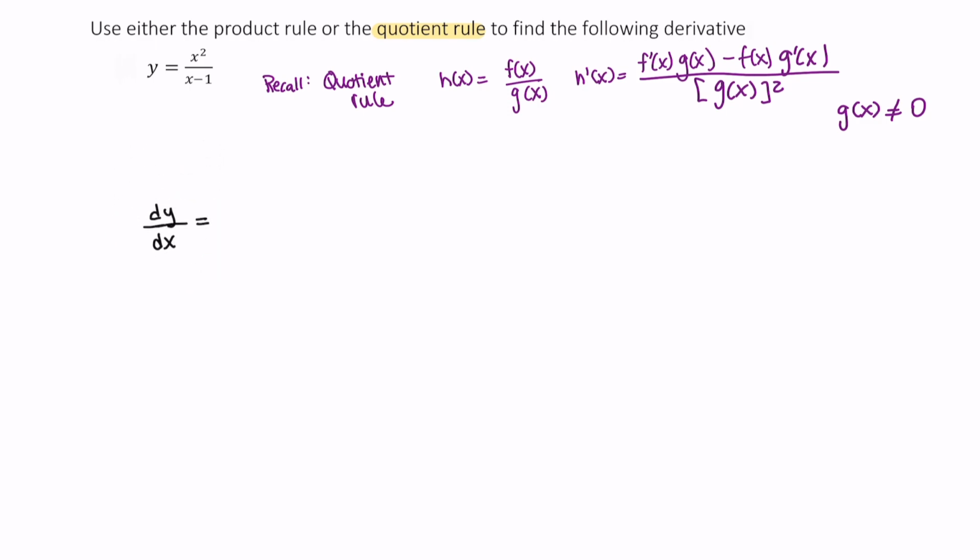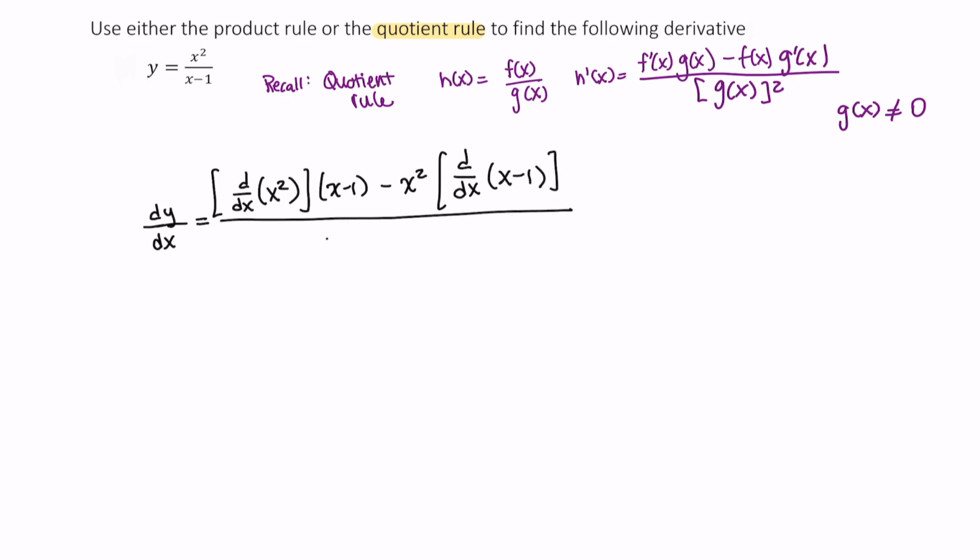All right, now that we've reviewed the quotient rule, we know that in this function we're looking at, f is x squared and g is x minus 1. So let's see how we do with this derivative. We want d over dx, the first derivative of the numerator, x squared, and to that, we're going to multiply x minus 1. Then we're going to subtract x squared times the derivative with respect to x of x minus 1. And then we're dividing this whole thing by x minus 1, quantity squared.